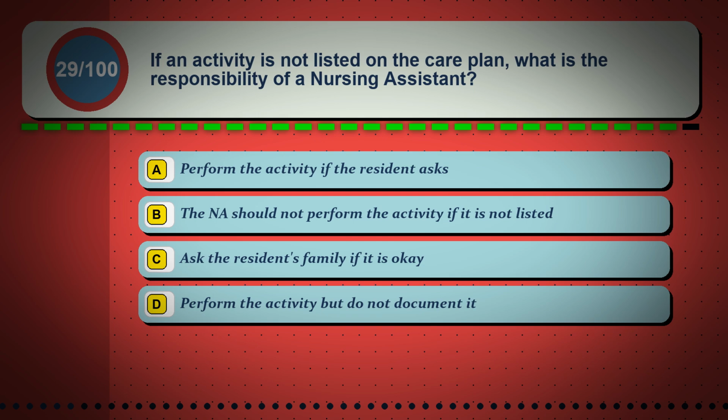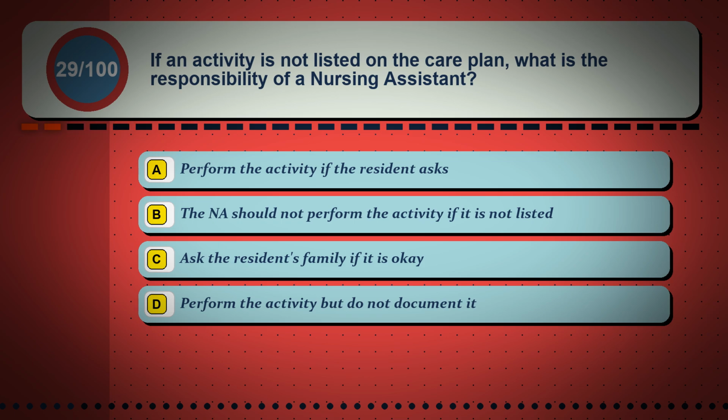Question 29. If an activity is not listed on the care plan, what is the responsibility of a nursing assistant? Option A. Perform the activity if the resident asks. Option B. The NA should not perform the activity if it is not listed. Option C. Ask the resident's family if it is okay. Option D. Perform the activity but do not document it.